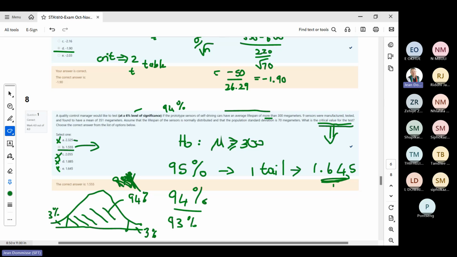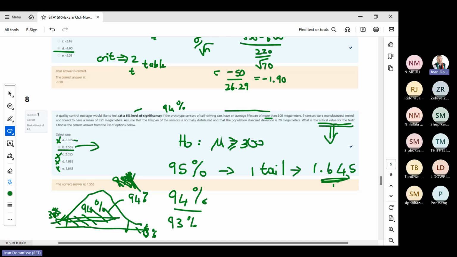Z 94. So where under that curve, 94% is lying here. What is that? Because this is one tail, so this is going to be 6%. So if you go to the Z positive table, underneath that table, wherever it is 0.94, it probably will lie between 1.55 and 1.56. But it would be interesting to just hear what the answer is.